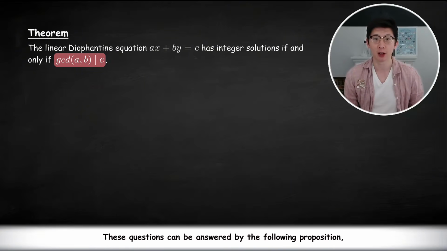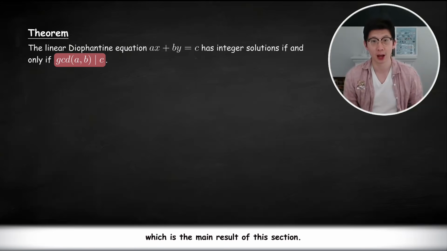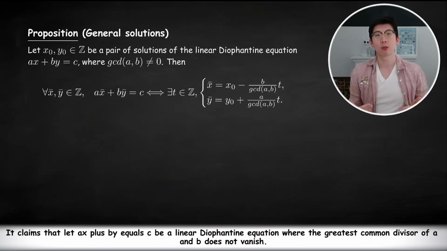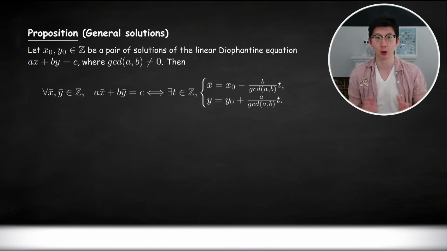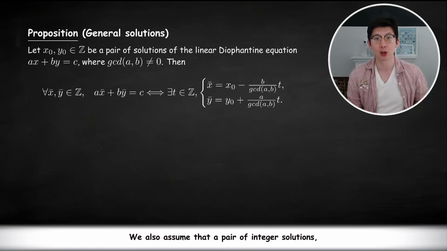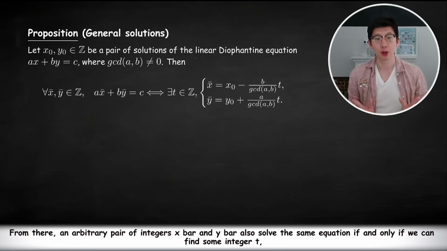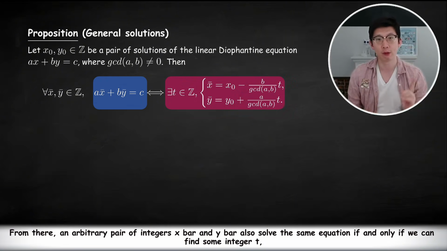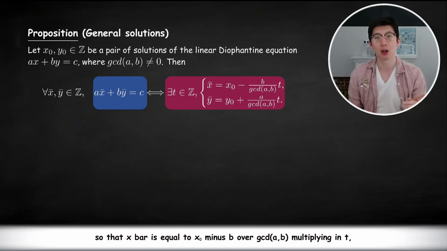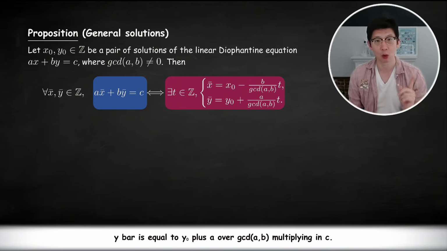These questions can be answered by the following proposition, which is the main result of this section. It claims that, let ax plus by equals c be a linear Diophantine equation where the greatest common divisor of a and b does not vanish. In other words, a and b are not both 0. We also assume that a pair of integer solutions, namely x0 and y0, is already given. From there, an arbitrary pair of integers x bar and y bar also solve the same equation if and only if we can find some integer t, so that x bar is equal to x0 minus b over GCD(a,b) multiplying t, y bar is equal to y0 plus a over GCD(a,b) multiplying t.